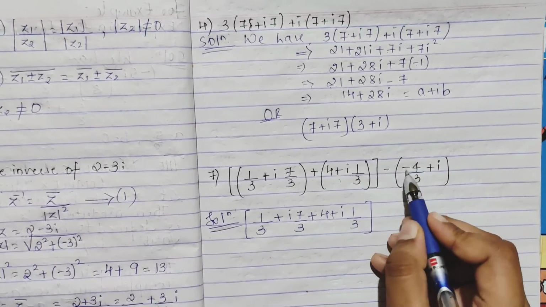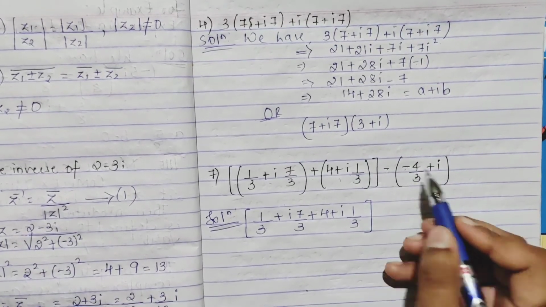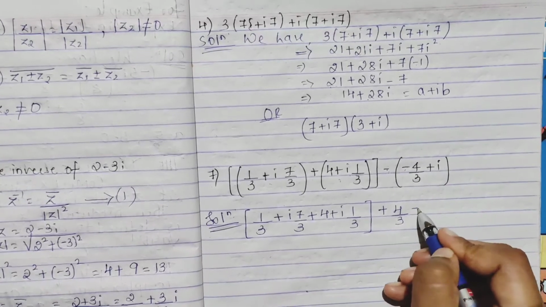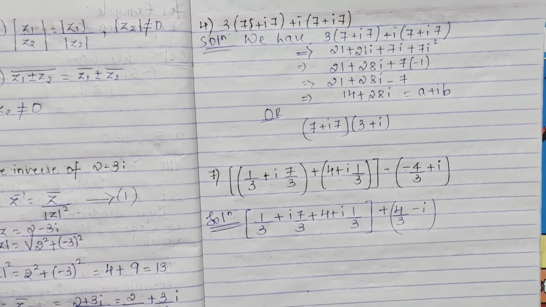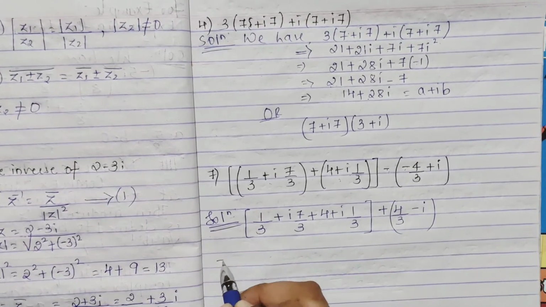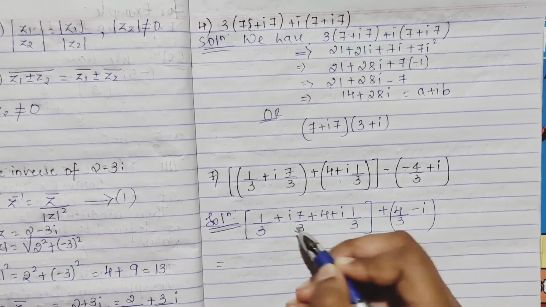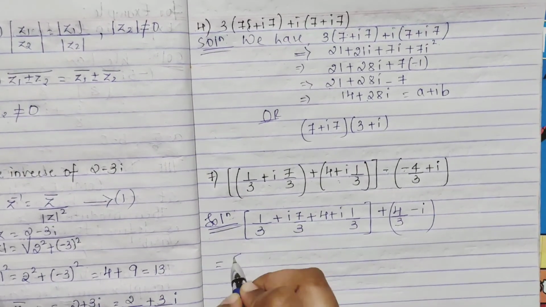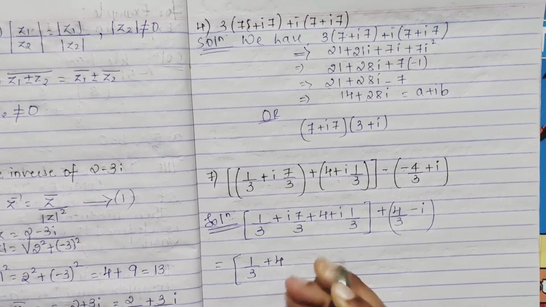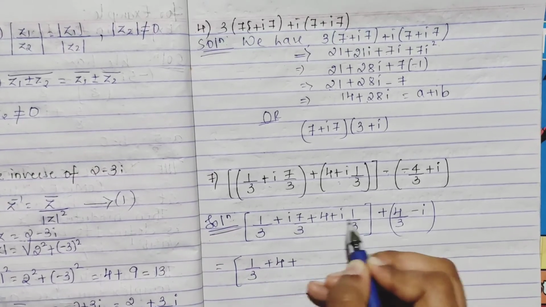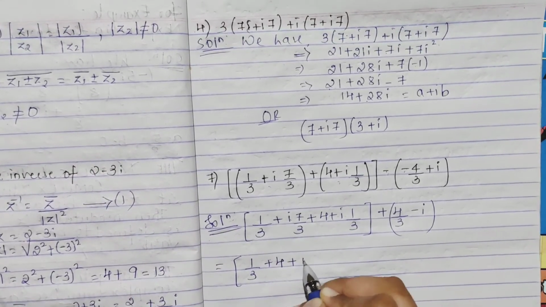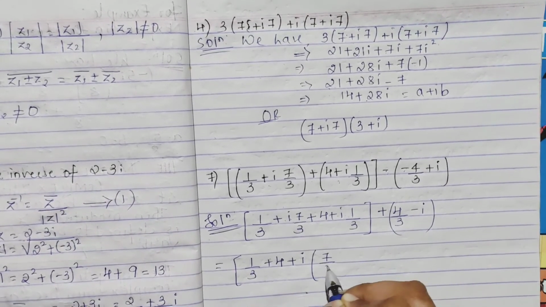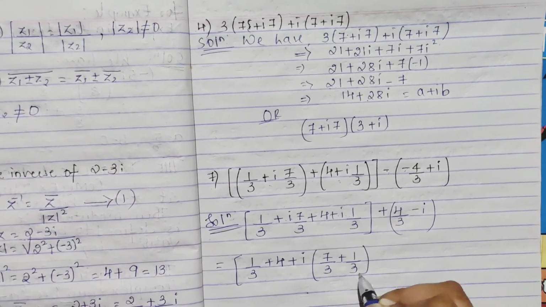If you want, I can take my minus sign inside: minus into minus becomes plus 4/3, plus into minus becomes minus i. Now add your like terms. If you want, you can keep like terms in one part: 1/3 plus 4. And for the imaginary part, I can take i common from both, leaving 7/3 plus 1/3.